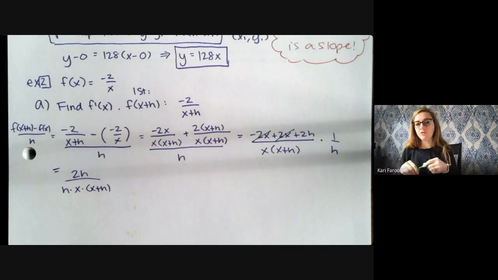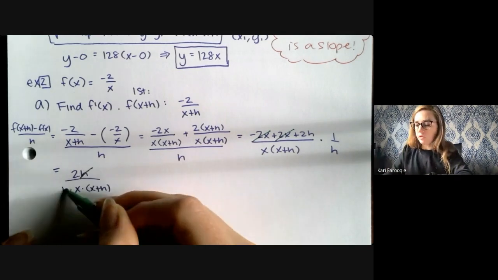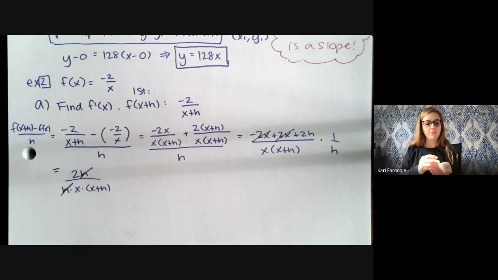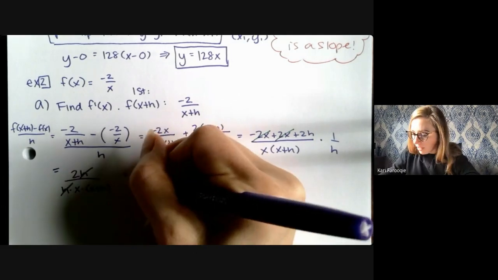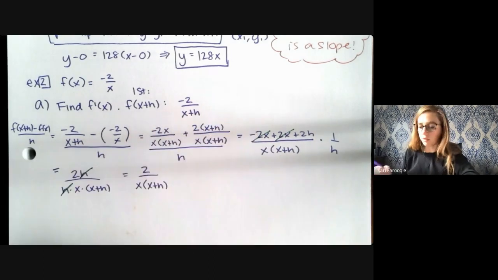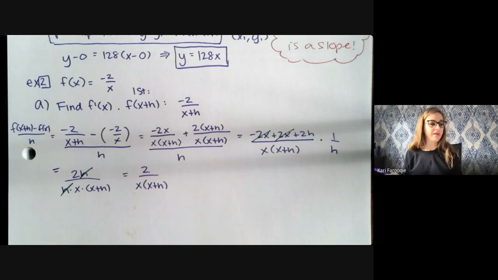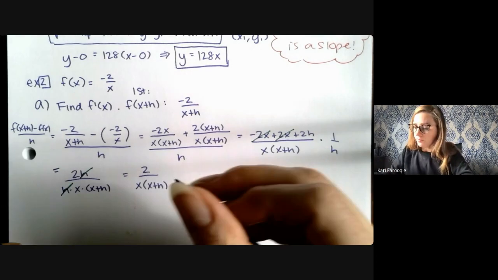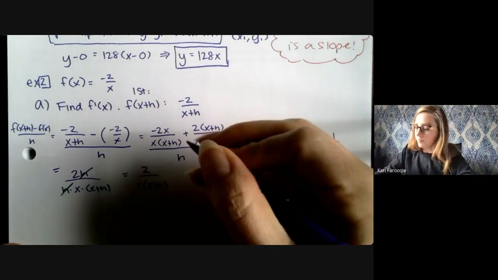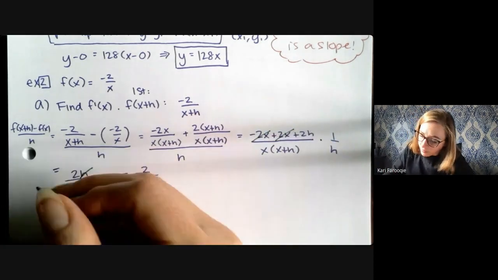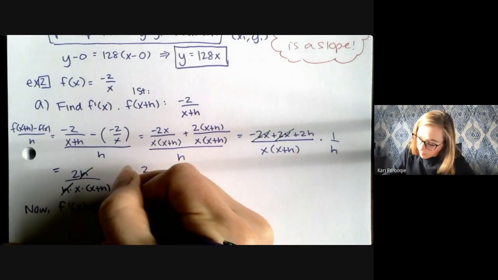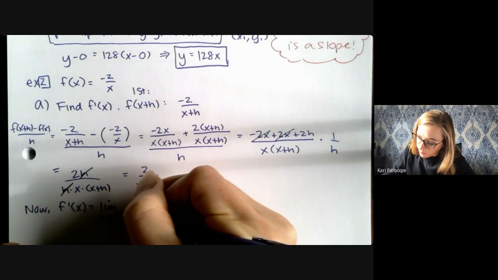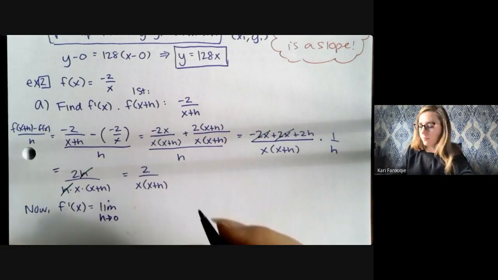Now that we have a factor of h in the numerator and the denominator, we cancel it out. And that leaves us with 2 over x times x plus h. And that is our difference quotient. Now, to find the derivative, I need to find the limit as h approaches 0 of the difference quotient.